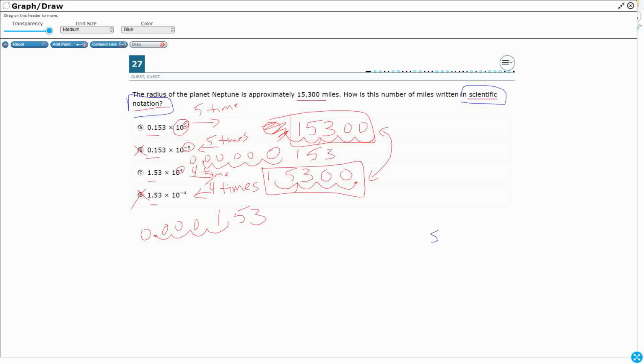Scientific notation has to be a number that's greater than 1, but less than 10. You always want to have a single digit in the ones place and then as many decimals afterwards as you want to. And you notice this is not greater than 1. That's got a 0 in the ones place. You want a digit 1 through 9 in the ones place and then as many decimals afterwards. So our answer here is going to be C.